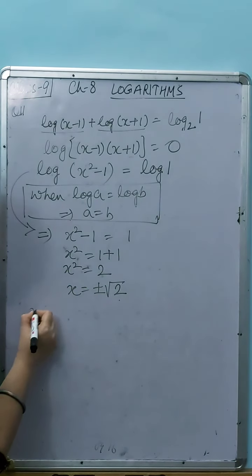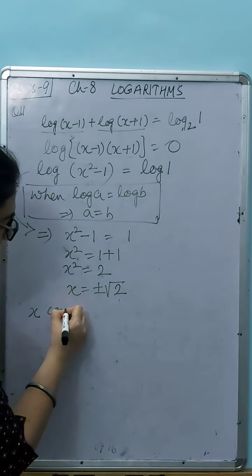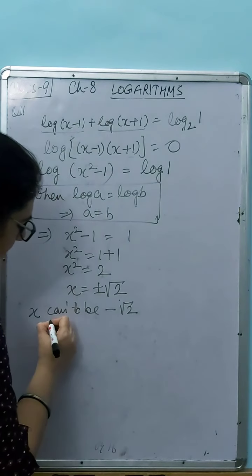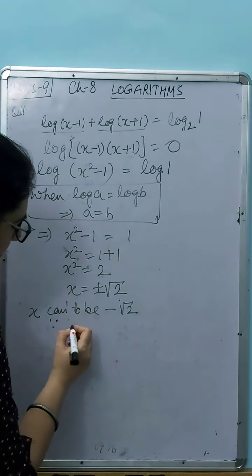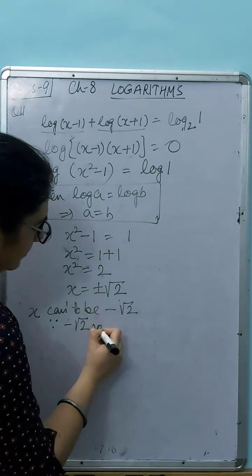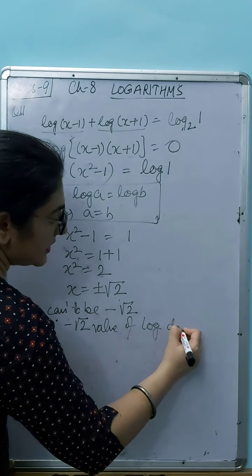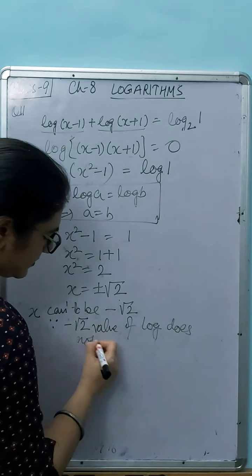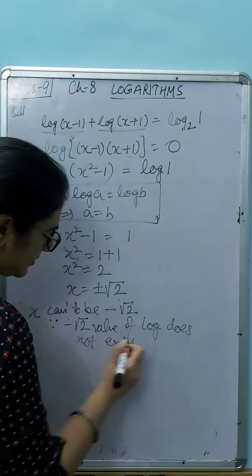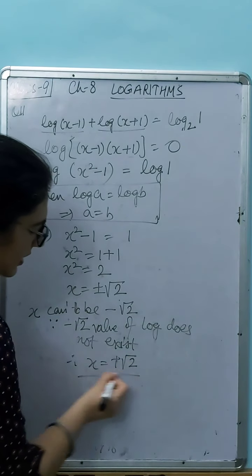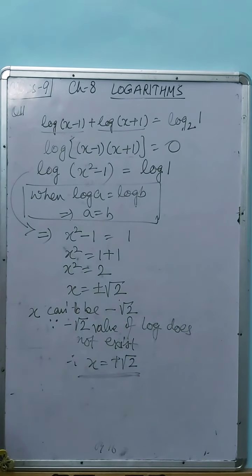Here x cannot be equal to minus under root 2, because for minus under root 2 the value of log does not exist. So therefore x is equal to plus under root 2. Answer. Okay, that's all for today.